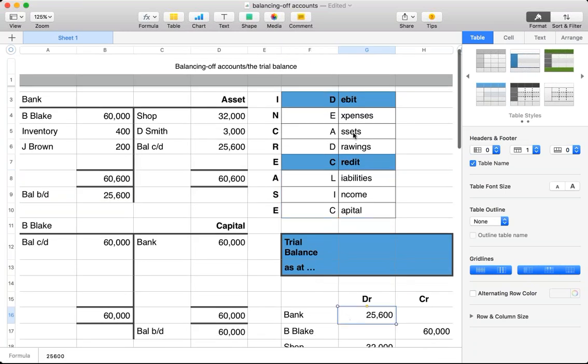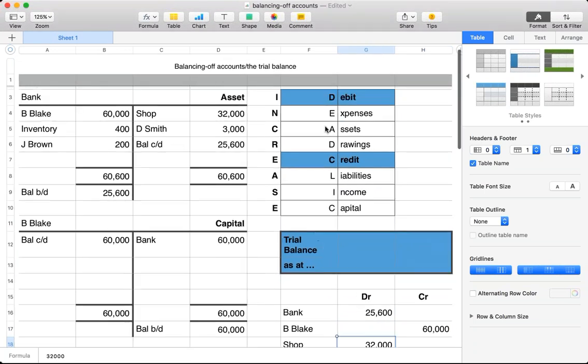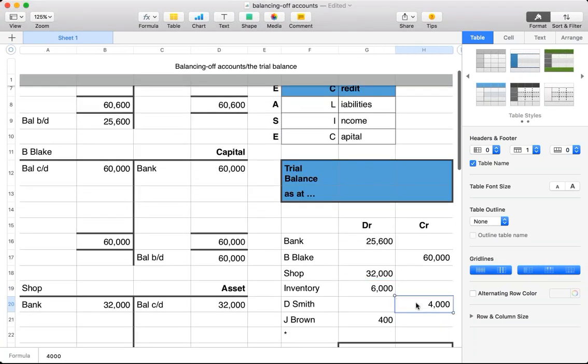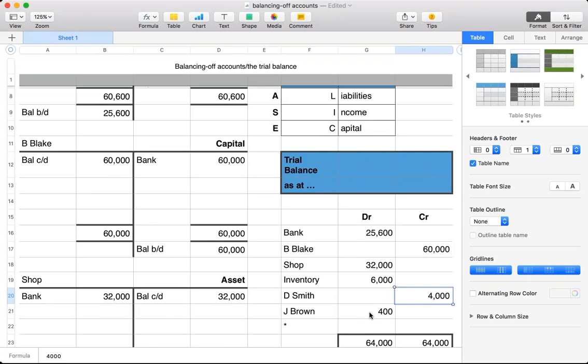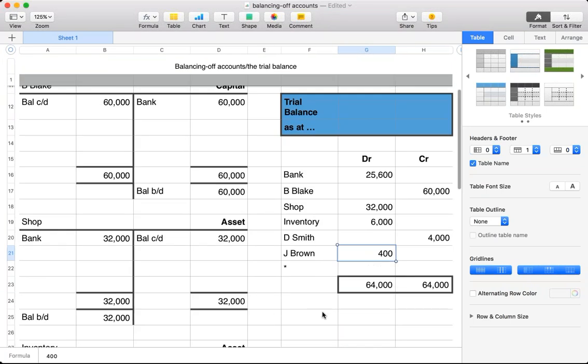So we've got the bank account, which is a debit, which is an asset, which follows. Sorry, B Blake is a capital account, which is a credit. We've got the shop, which is an asset, which is a debit. That agrees. We've got inventory, which is also an asset, which is a debit. We've got D Smith, who we owe money to, so that's a liability. It's a credit. And finally, we've got J Brown, who owes us money. J Brown is a debtor to the business, which is an asset, which is also a debit. So I think it's just good logic to remember there that 99% of the time, dead click should also apply to your trial balance as well.